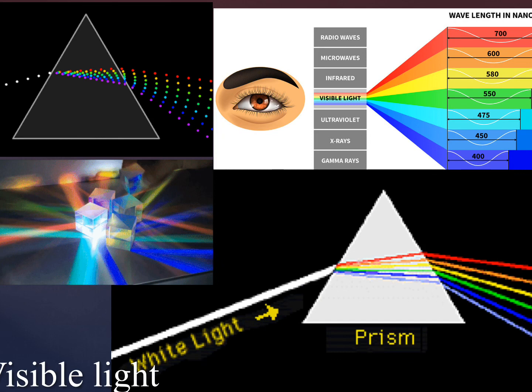Since visible light has different wavelengths, humans see different wavelengths of visible light as different colors. As you can see, we have red. Red has the longest wavelength. The shortest one is violet.